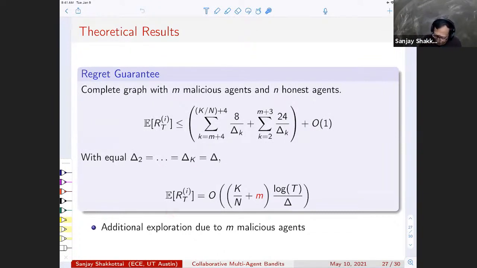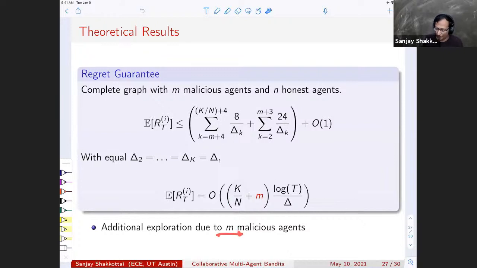Then the regret per agent scales as K over N, which is what the standard thing says. With no malicious agent, that's what you would get. But there's an additive term of M. Essentially, each bad agent can add one to the multiplicative constant if you do this block list. That's what we've been able to prove. Is this tight? That's a different question. In terms of constants, no. But in terms of scaling, this is what we think will happen.